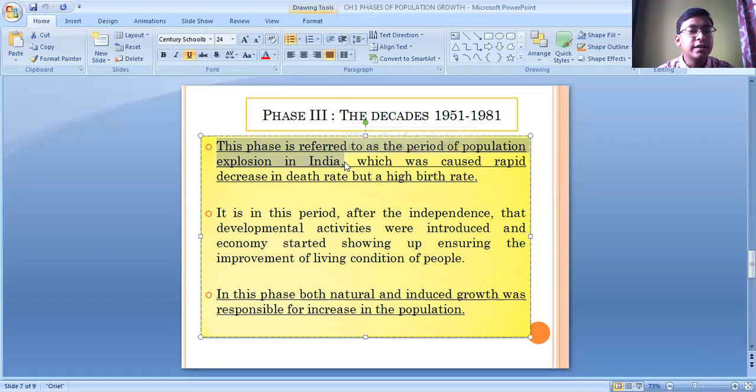Now the question is, why did the population of our country increase during this time? See, in this period of time, the birth rate caused a rapid decline.